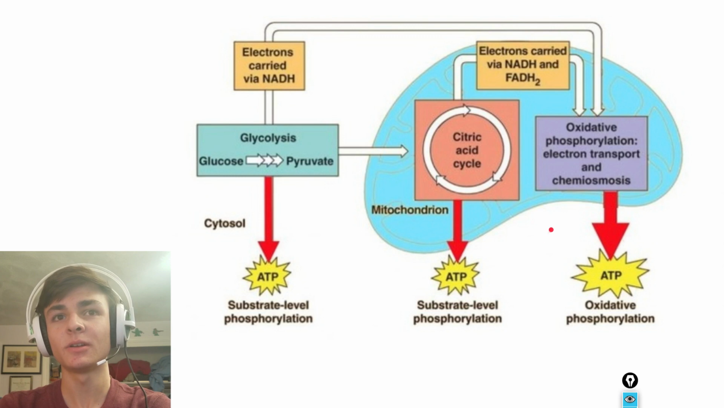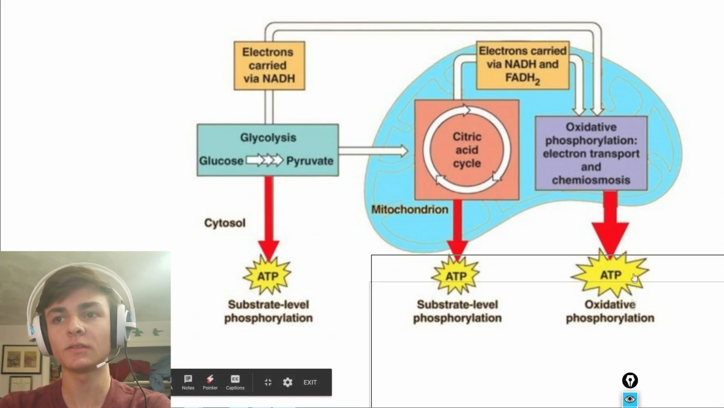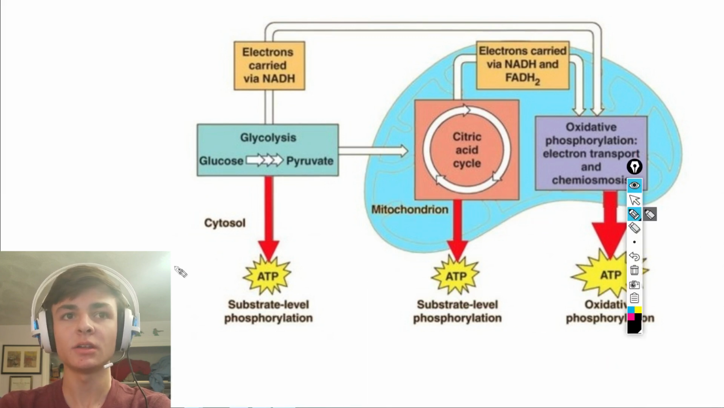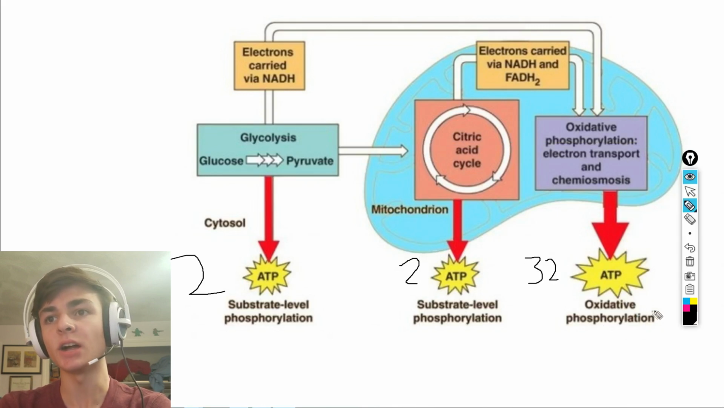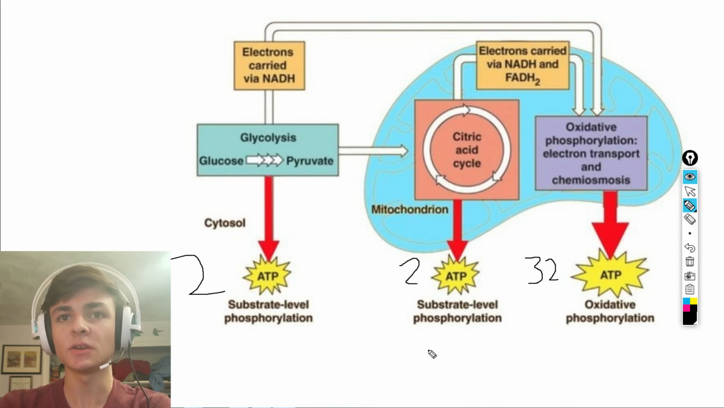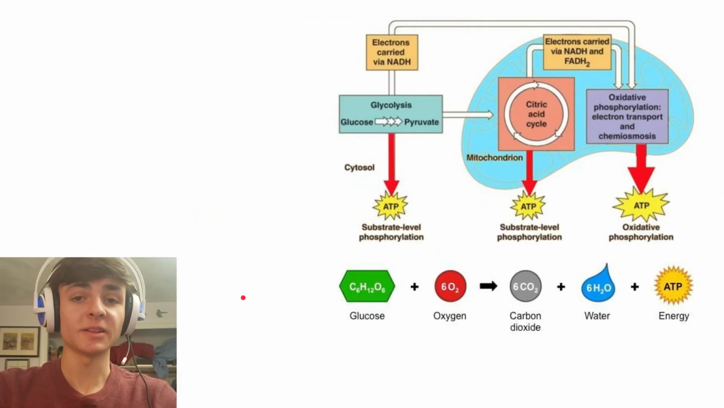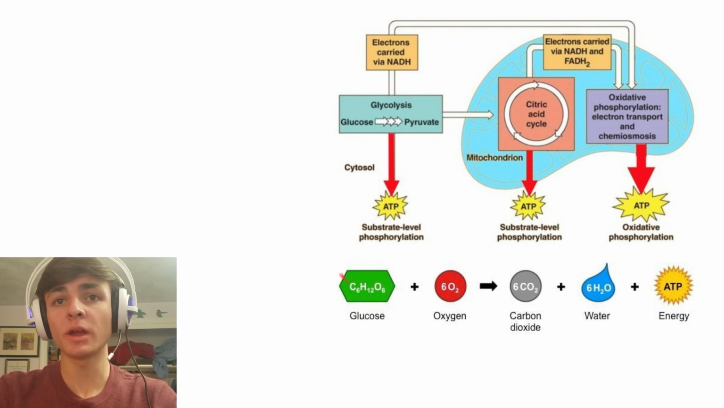So we've created, let's see here, 2 ATP in glycolysis, 2 ATP in the citric acid cycle, and about 32 ATP in oxidative phosphorylation. So that's a total of about 36 ATP per glucose molecule, and that's an approximation. All right, let's go ahead and wrap this up by talking about where all of these molecules come into play.